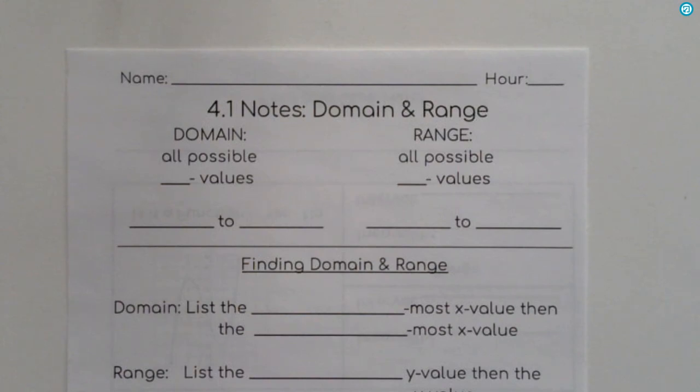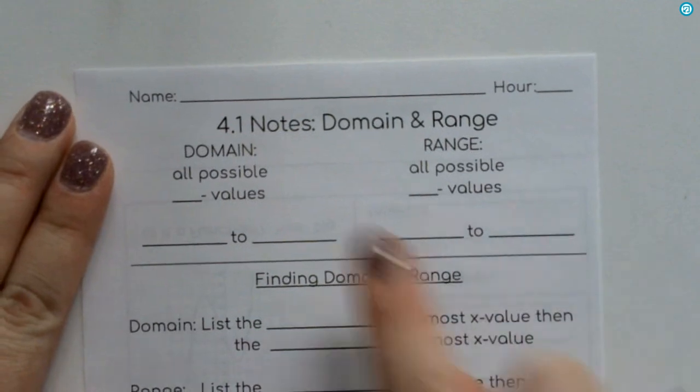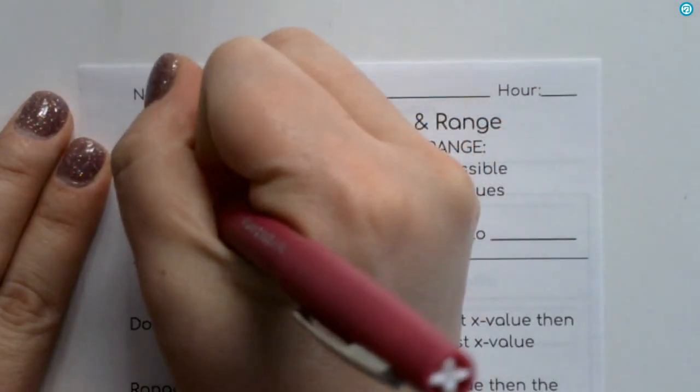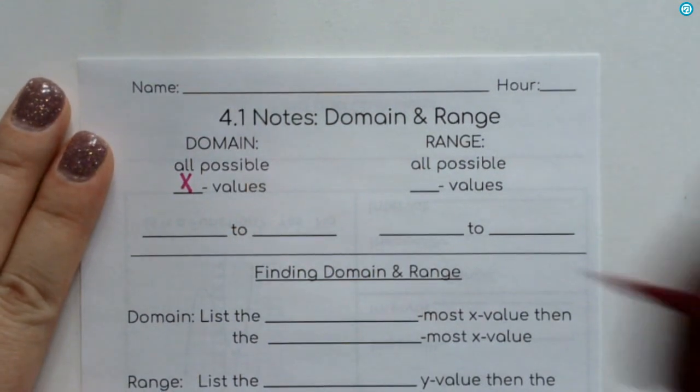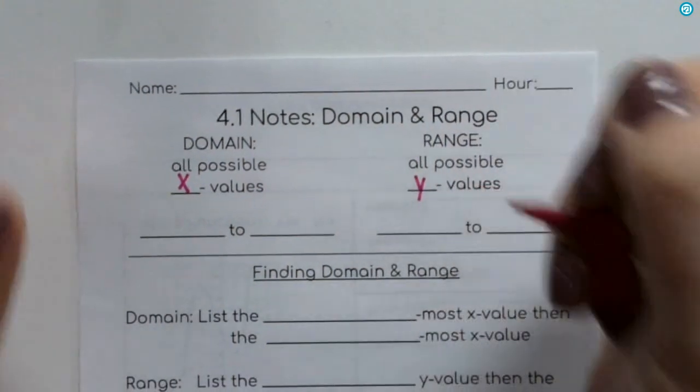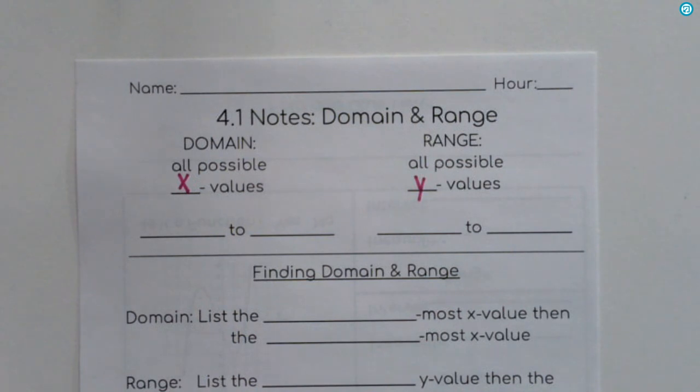Okay, so today we are looking at domain and range of a function. So domain is all of the possible x values of a function, and range is all of the possible y values of a function. So we are looking at all of the x values and all of the y values, and for today we are just listing them. And we are going to list them in two different notations, two different ways to write it.